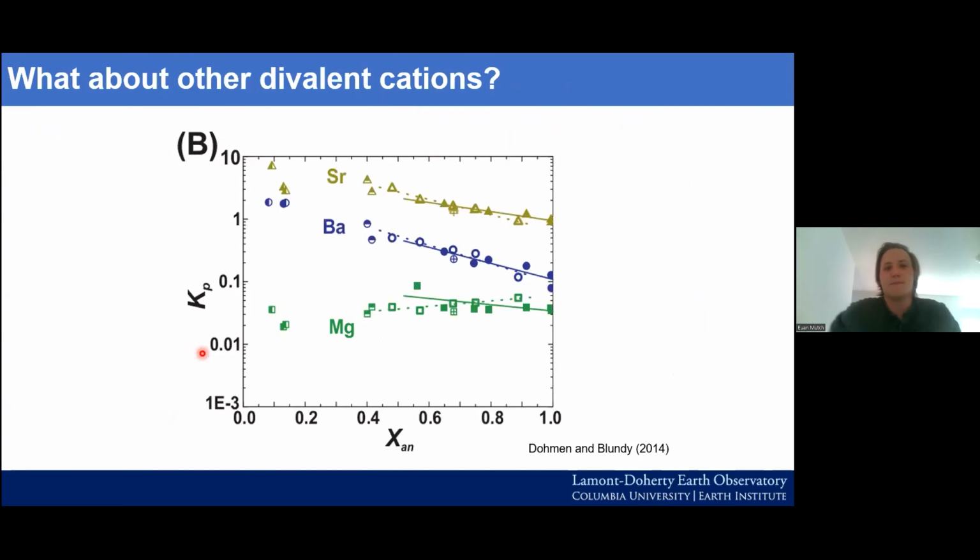So what about other divalent cations? Here's another figure from Doman and Blundy, where they also show strontium and barium. But these elements don't really show this flip in behavior. I mean, even in this figure, you might potentially see some change. But why would this be the case?